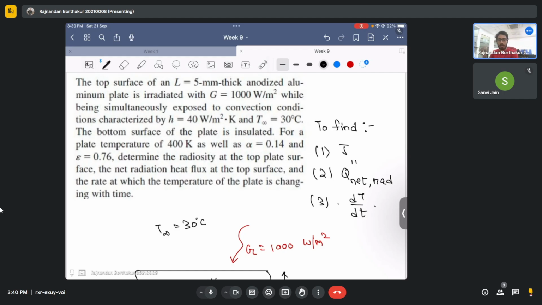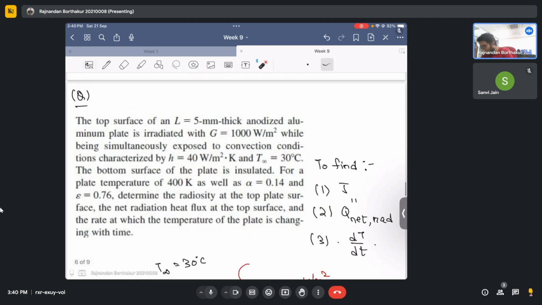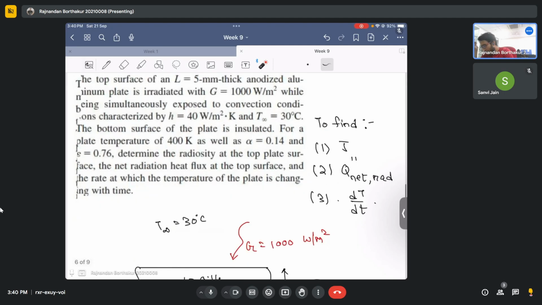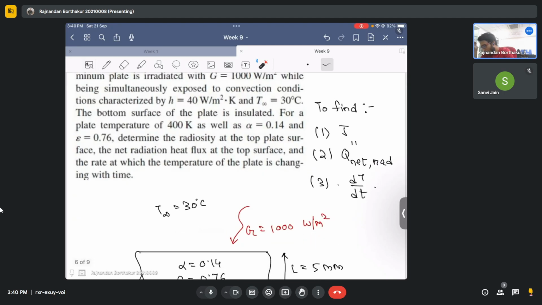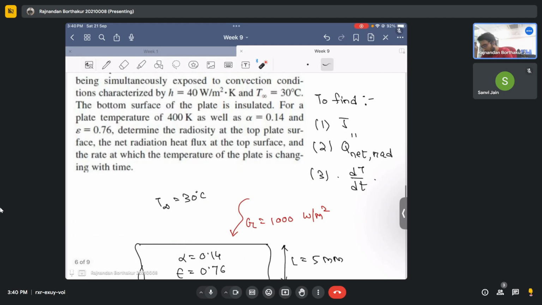Okay, so with this, let's try to solve one problem related to these radiation fluxes. The problem says that the top surface of an L equal to 5 mm thick aluminum plate is irradiated with G equal to 1000 watt per meter square. So the irradiation is given on this surface. While being simultaneously exposed to convection conditions characterized by a heat transfer coefficient and ambient temperature, the bottom surface of the plate is insulated. The temperature of the plate is 400 Kelvin, with absorptivity 0.14 and emissivity 0.76.